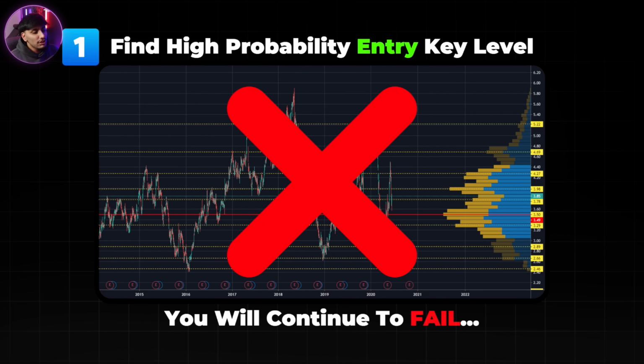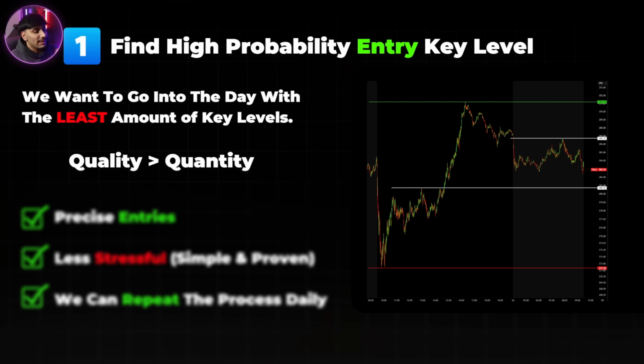So if this is you and this is how your chart looks every single day when you come into the market, you will continue to fail because you're not able to identify profitable areas to buy and sell the trade. And once again, this was me as well, until I understood that you want to come into the day with the least amount of key levels possible.